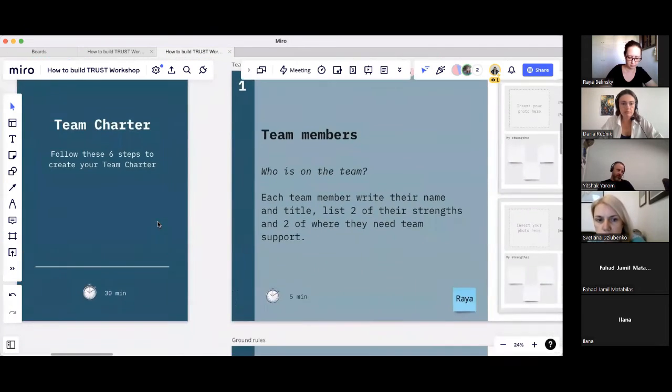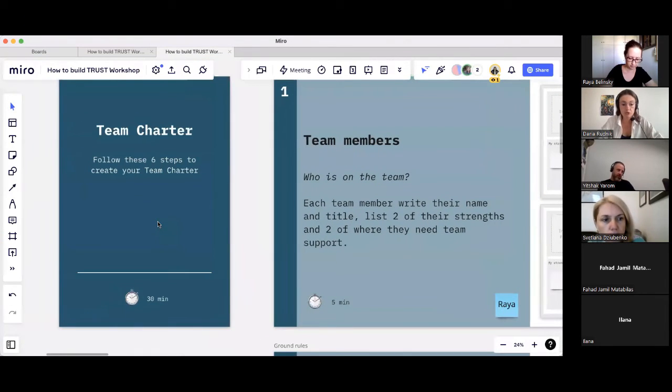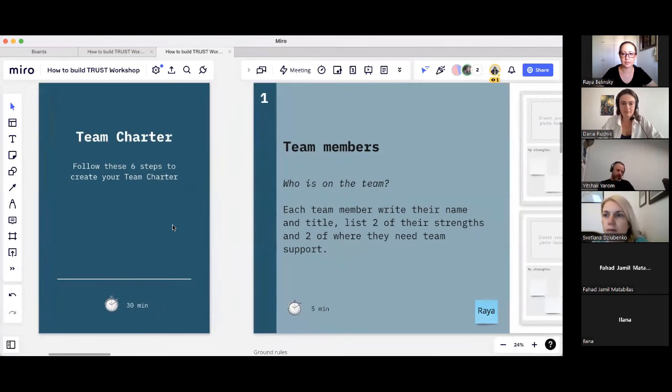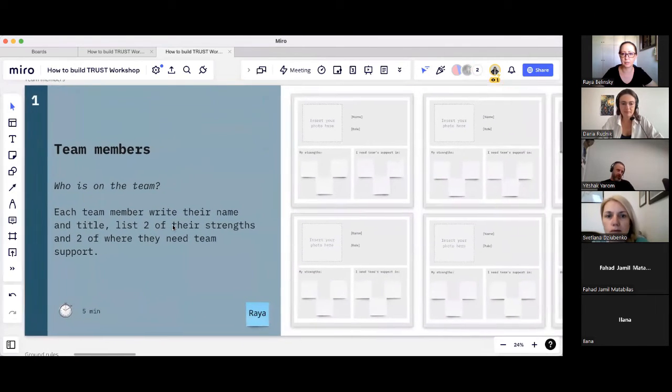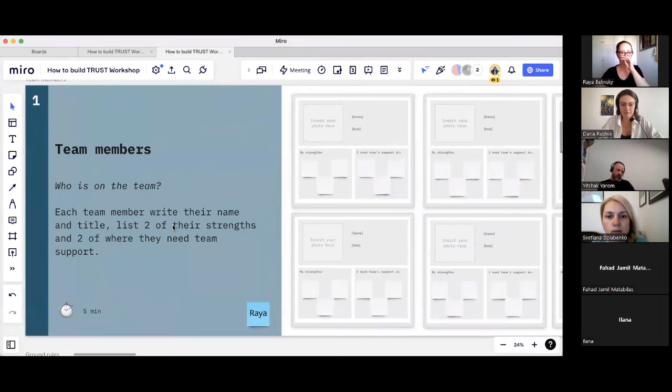All right, now let's go to the actual tool. We're going to talk about the team charter. Raya? Yeah, team charter. We will start with a little bit of information about yourself. We have 4 participants here, so it's a team of 4, and we want you to write your name, your strengths, and something that you need support from the team with.